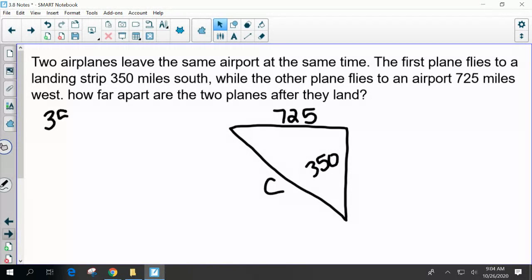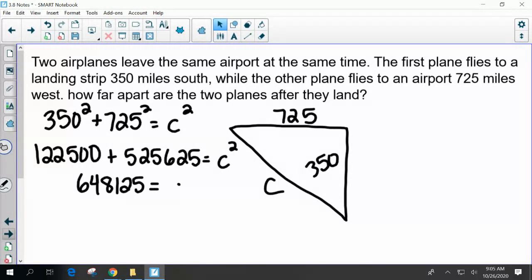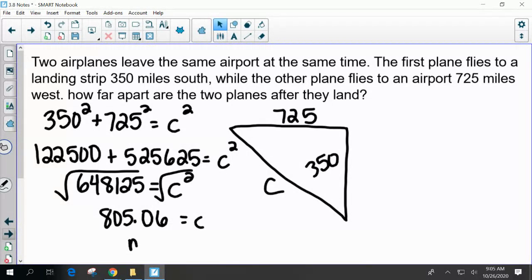All right, so 350 squared plus 725 squared equals C squared. And again, these are going to be really large numbers. Okay, so I'm going to add them together, and I get 648,125 equals C squared. And then take the square root. So I get 805.06 equals C, and that would be miles.